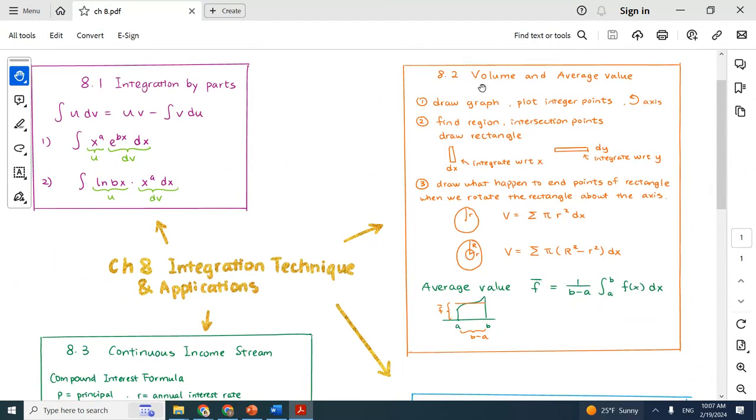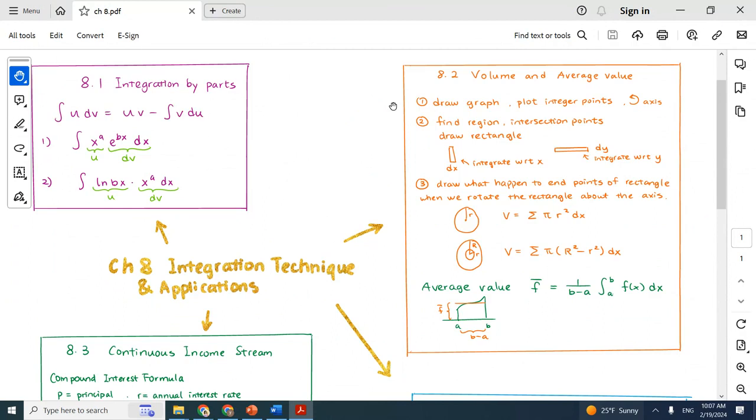Okay, so 8.2, the disk method. So how to find volume. First step, you draw the graph. Put some points and then connect them smoothly. And usually try to plot integer points, like with square roots. Square root of 0 is 0. Square root of 1 is 1. The square root of 2 is not an integer, so don't plug in x as 2. Square root of 4 is 2. So try to plot integer points, and then connect them smoothly.